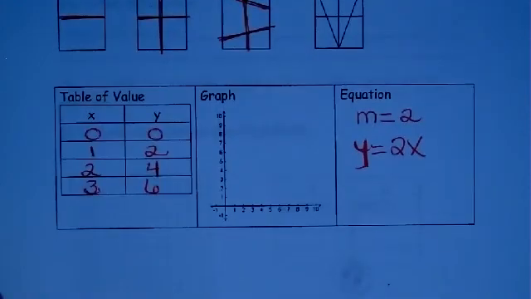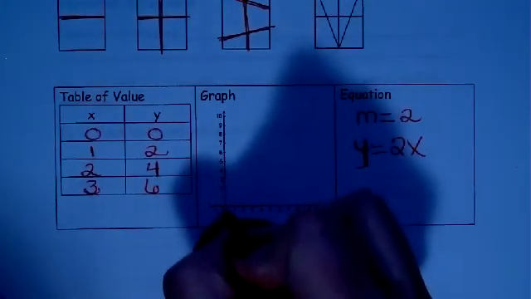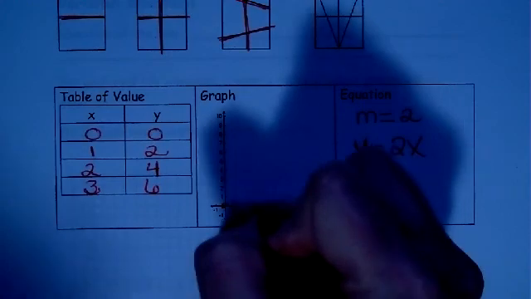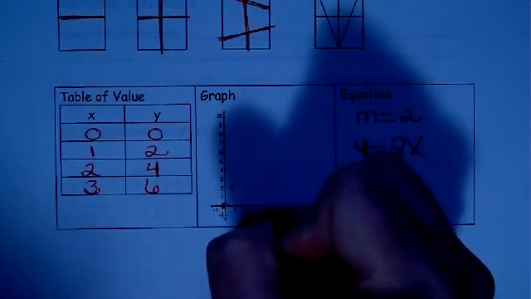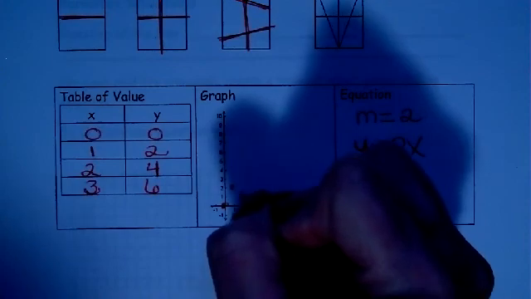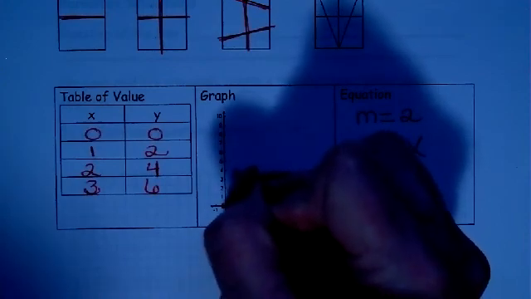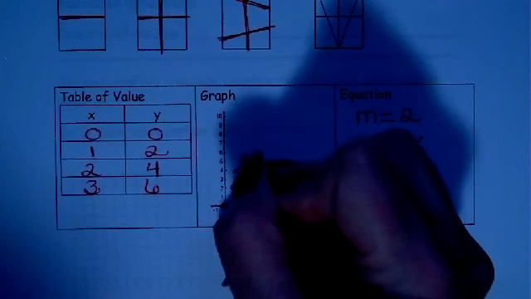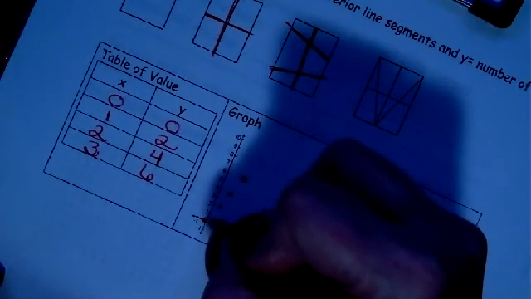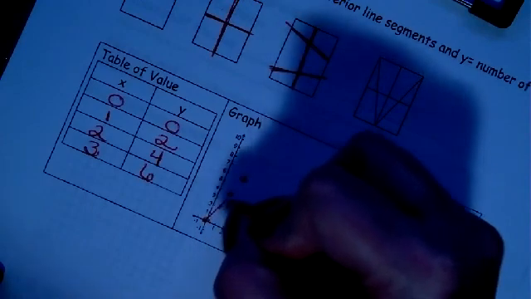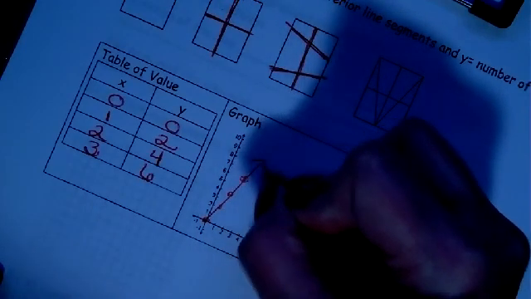Now, can we graph this? Oh yeah, we can graph this really easy. So 0, 0, 1, 2. And did you notice that the equation, the table, the graph, the equation for the first one and the third one were exactly the same? So the same table, the same graph, and the same equation represented two very different patterns, didn't it?